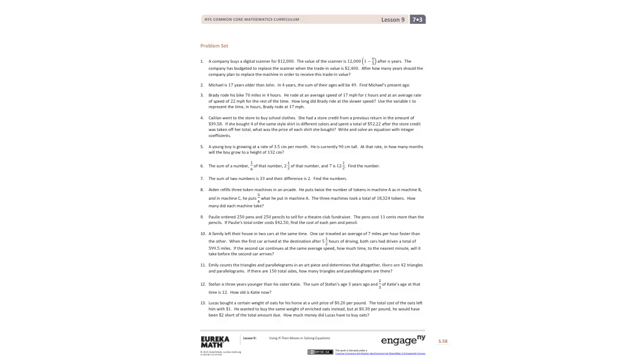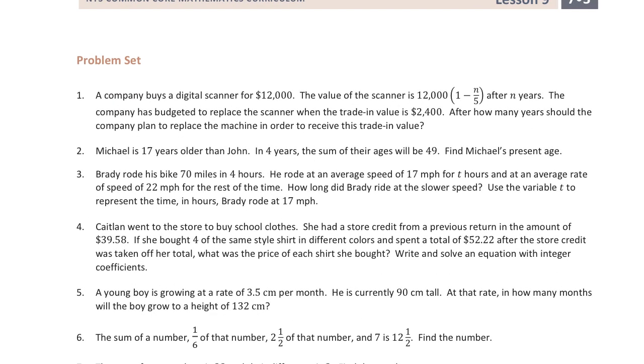Okay, just as I said with the other problem set, I'm doing the odds and you're going to go back and do the evens. We are only setting up the equations. I am not concerned with you solving them at this point in time.